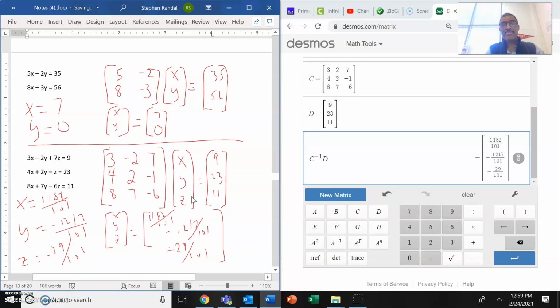That is how you set up and ultimately solve systems using matrices.